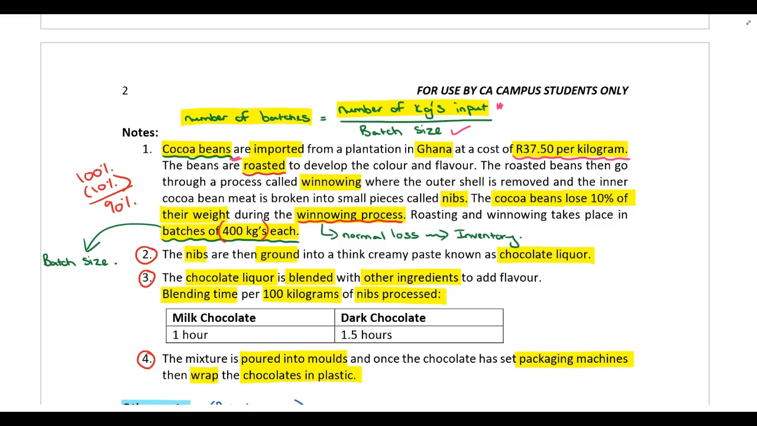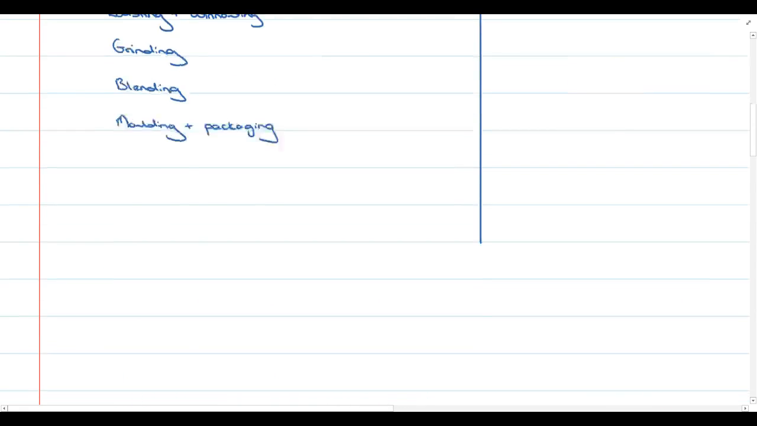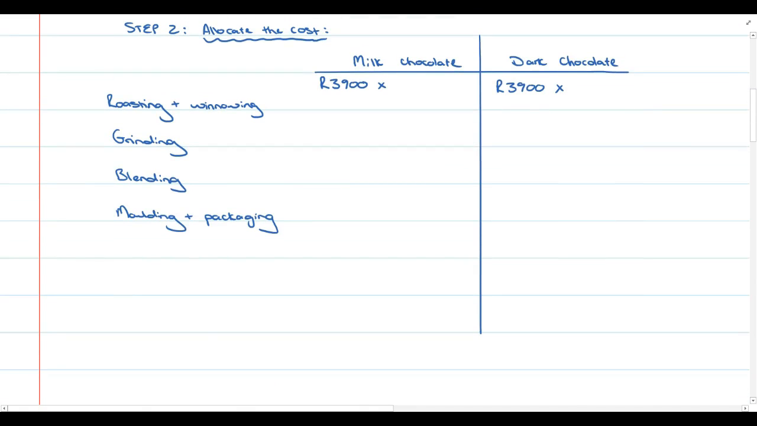So you'll see how the normal loss affects the rest of the calculations. However, when we are dealing with roasting and winnowing, we need to look at the number of kilograms that are input into production. So we are still looking at 100% or everything that is input into production before the normal loss. So now that we've calculated the number of batches, we can then allocate the cost.